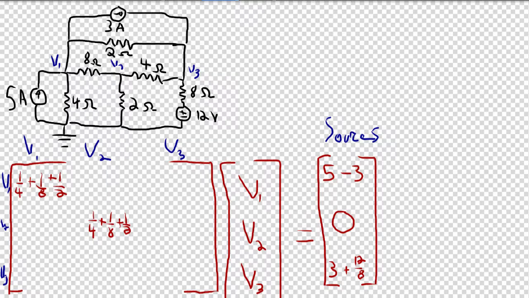And so for the third node, again, you got the 2 ohms, you got the 4 ohms, and you got the 8 ohms. So you do 1 over 2 plus 1 over 4 plus 1 over 8. Great.